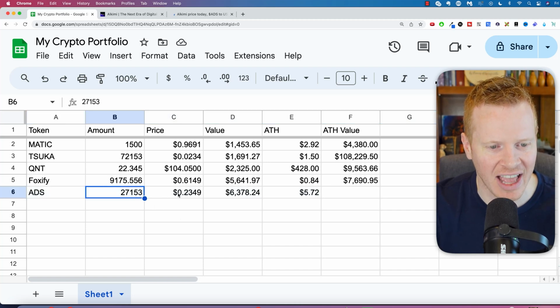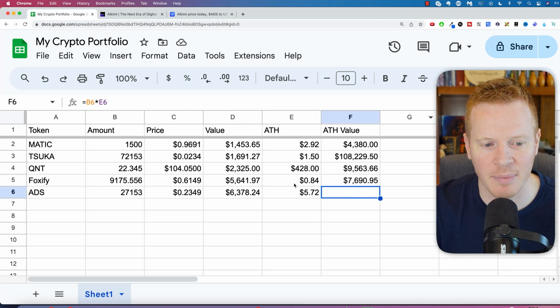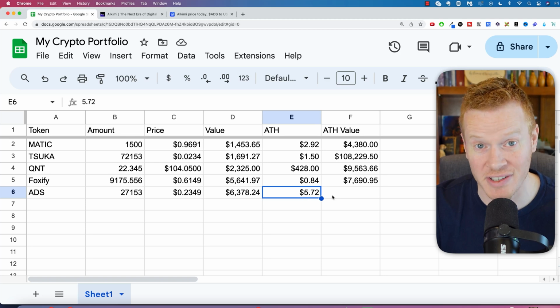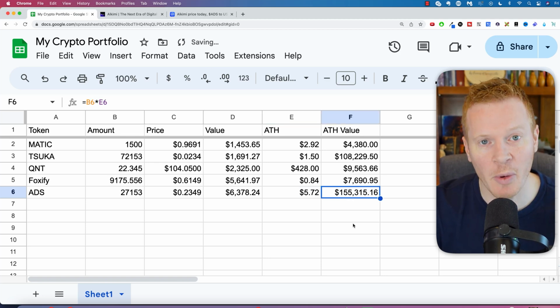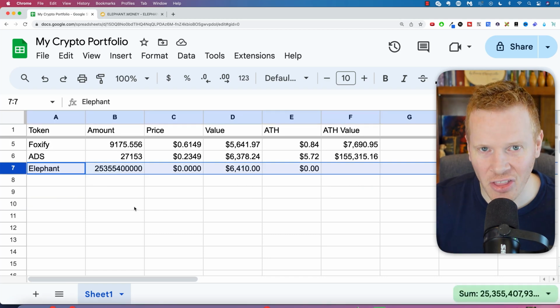So I currently have 27,000. It's at 23 cents, so it's worth $6,378. Again, if we get back up to all-time high, which is $5.72, then my holding will be worth 155K. So I'm hoping for that. Big fan of ADS.